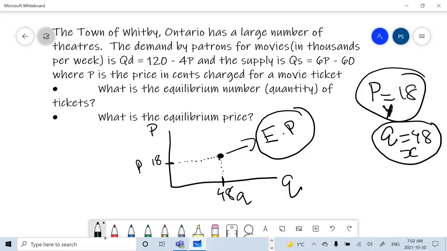So I want to thank you for your patience for listening to this. This is how to find the equilibrium quantity and the equilibrium price. Take care.